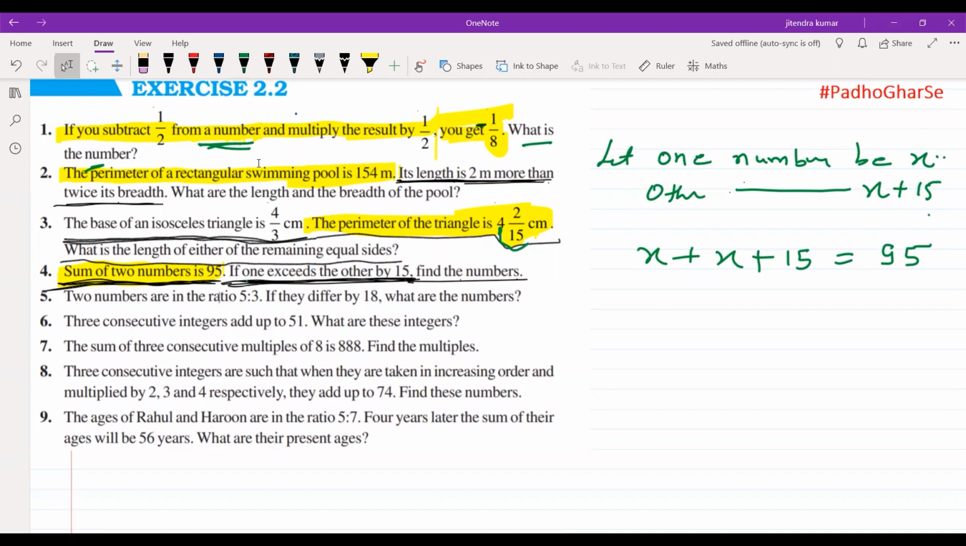Sir, x is equal to 40. The first number is equal to 40. Okay, Vikas has also answered 40. Okay. And what will be the second number then? Sir, 55.